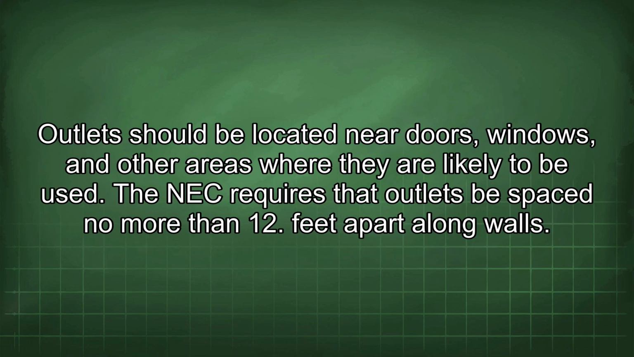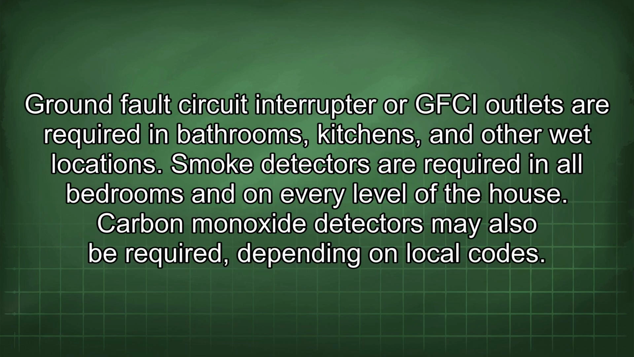Outlets should be located near doors, windows, and other areas where they are likely to be used. The NEC requires that outlets be spaced no more than 12 feet apart along walls. Ground fault circuit interrupter, or GFCI, outlets are required in bathrooms, kitchens, and other wet locations. Smoke detectors are required in all bedrooms and on every level of the house. Carbon monoxide detectors may also be required, depending on local codes.